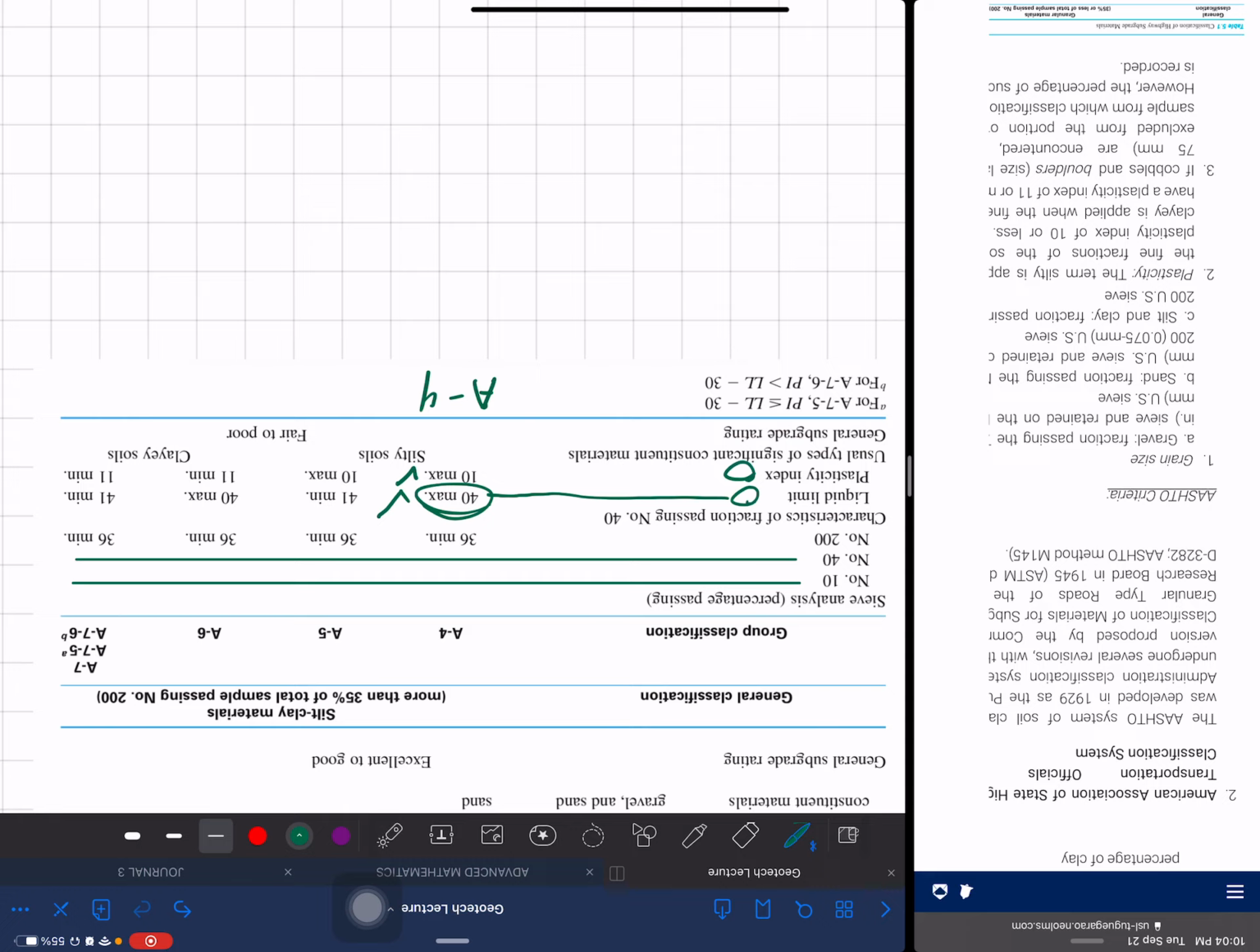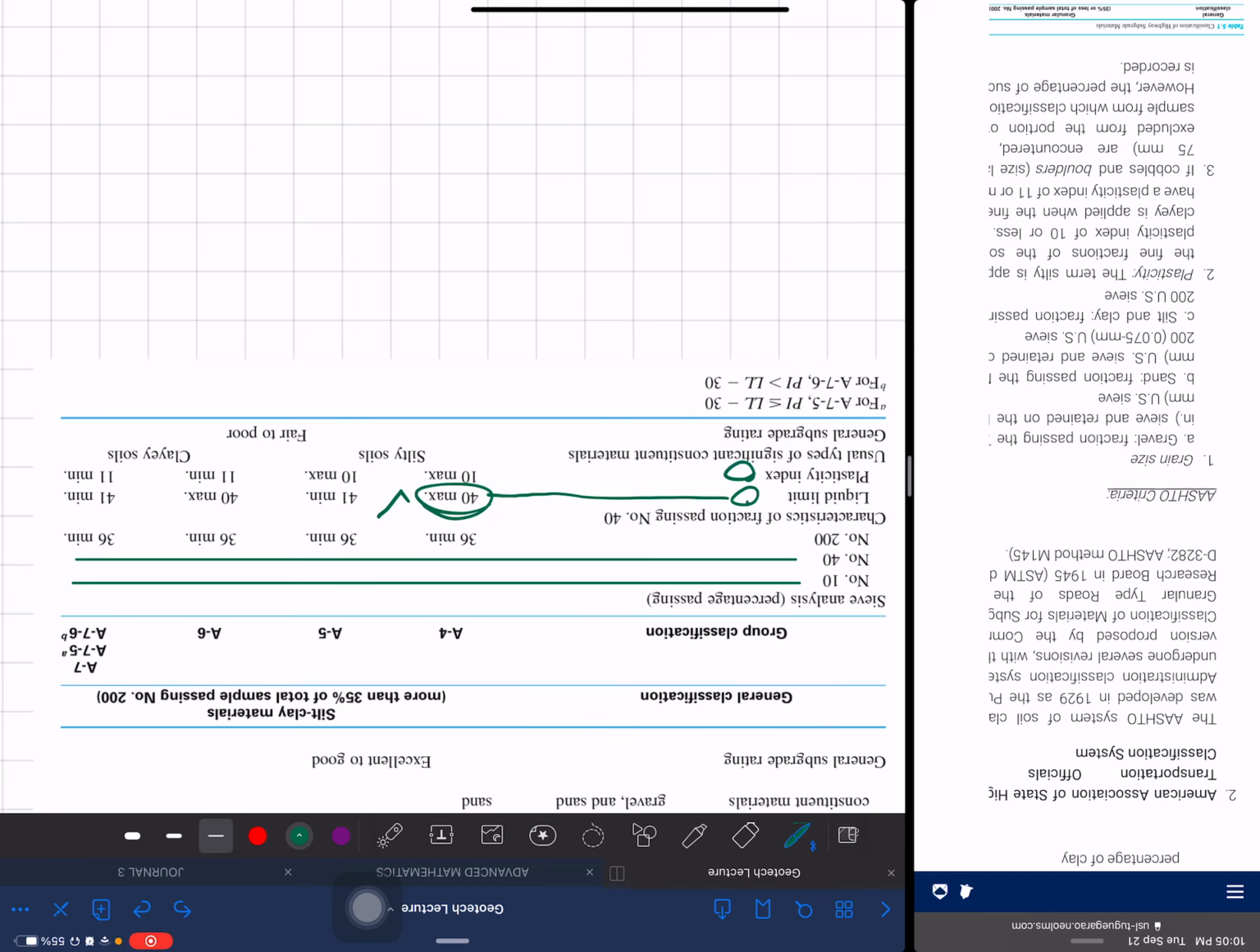Kasi guys, normally kapag nagka-classify tayo ng soil, for example, gamitin ko to, A4 ang classification, sinusulat po natin yung group index number sa tabi niya. And that is the final classification. Okay? So, ngayon, how do we determine the group index number?